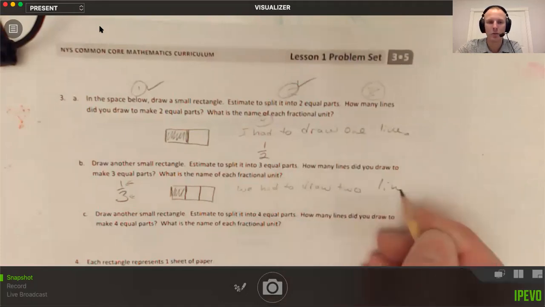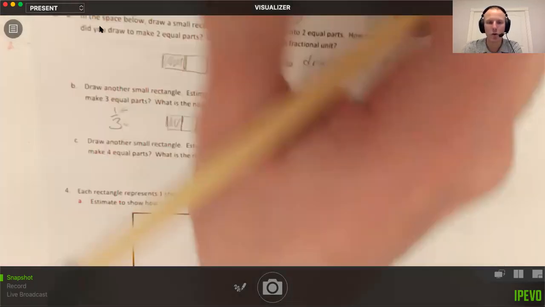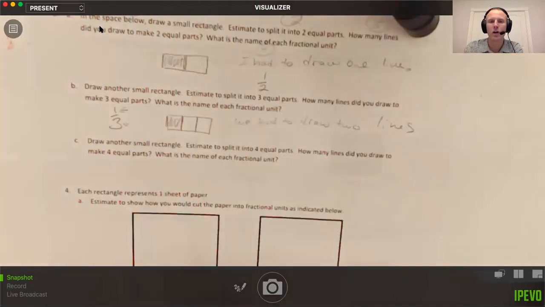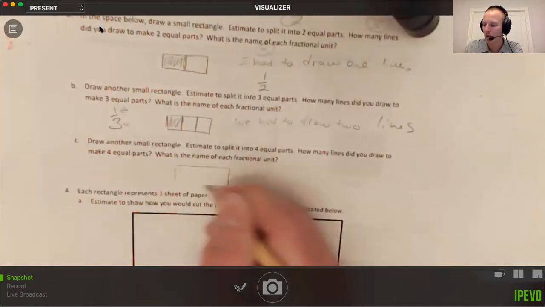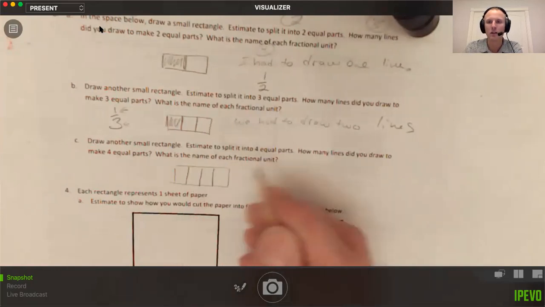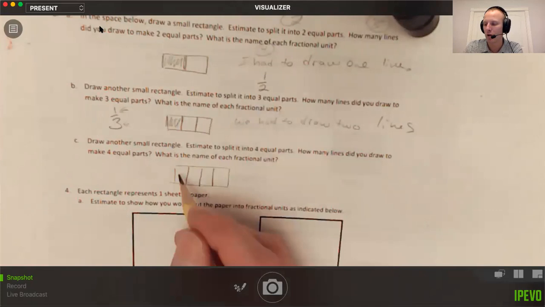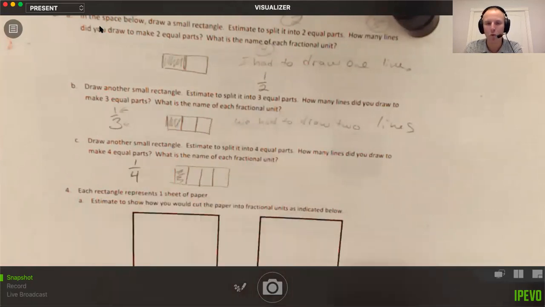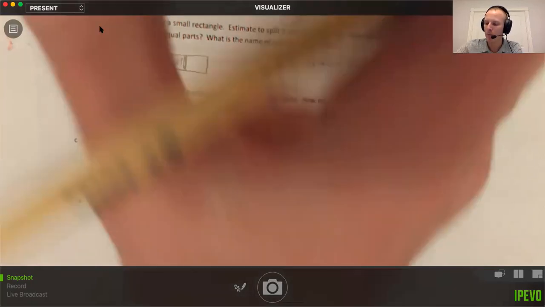And I'll do the part C here for you. They're just trying to prove a point about the number of lines you have to draw to get the right number of parts. We have a rectangle, and to get 4 parts, we have to draw 3 lines. We draw 1 less line than the number of parts we're looking for. And we shaded 1 out of the 4 boxes. We had to draw 3 lines, like I said.